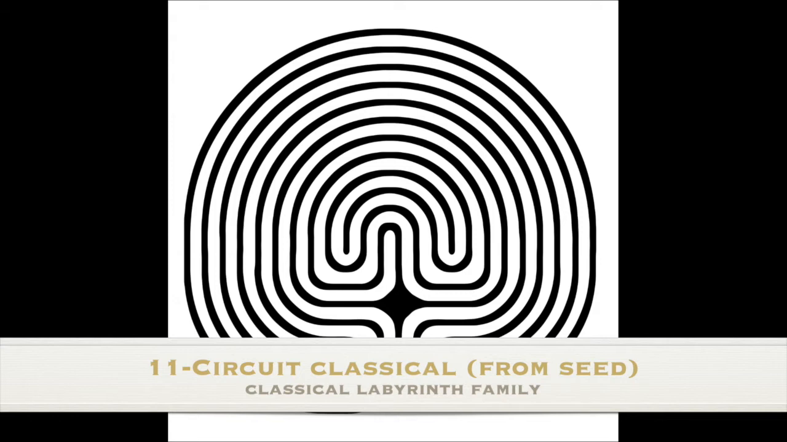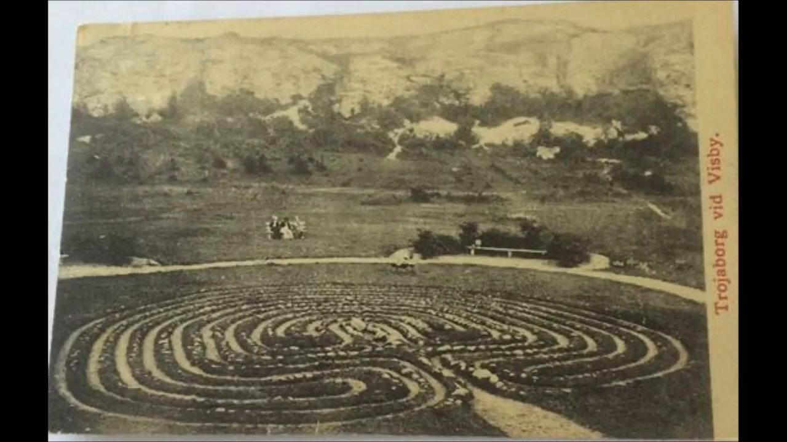And this is a larger version of the classical labyrinth, the 11-circuit classical. And here is a postcard from the town of Visby on the island of Gotland in the Baltic Sea. This is the 11-circuit classical labyrinth depicted in an early postcard, and this example may go back 300 to 400 years or more.